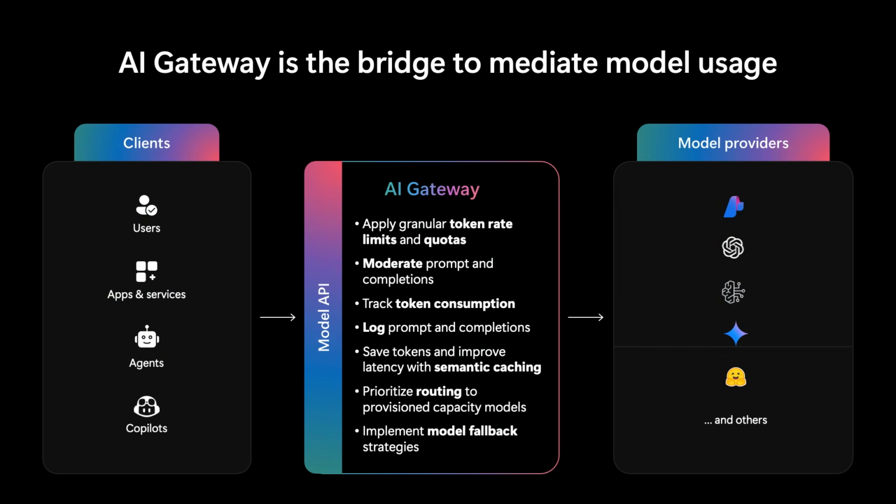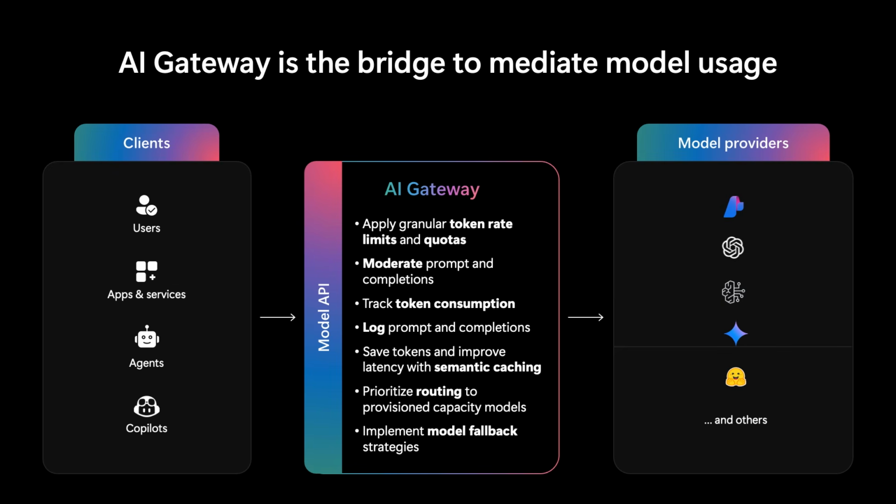You can also do some sort of routing, for example, to prioritize provisioned capacity for certain models and implement model fallback strategies. In terms of model backends, API management supports all sorts of model providers, including, of course, Microsoft Foundry, OpenAI, Google Vertex AI, AWS Bedrock, Hugging Face, and any other model provider.